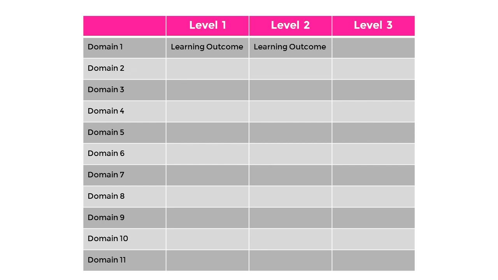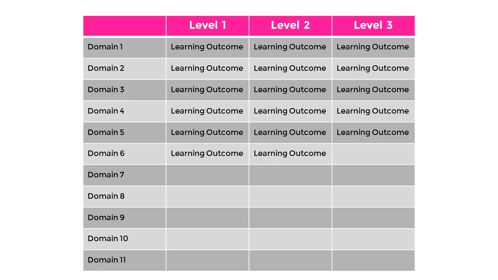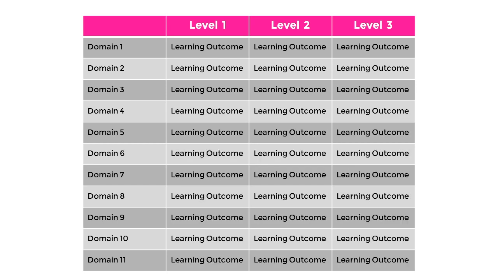For each domain there is a learning outcome explaining what standard is required by the end of level 1, 2 and 3. You will need to demonstrate you've met the standard described to progress to the next level of training. These 33 learning outcomes conveniently replace the endless tick boxes of the previous curriculum.